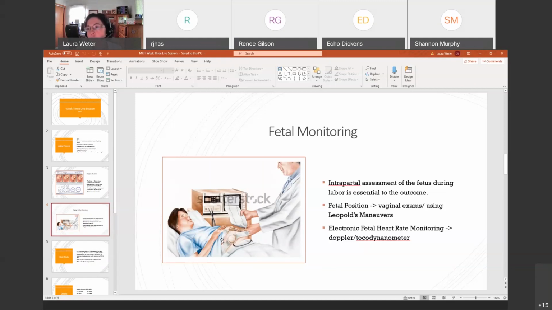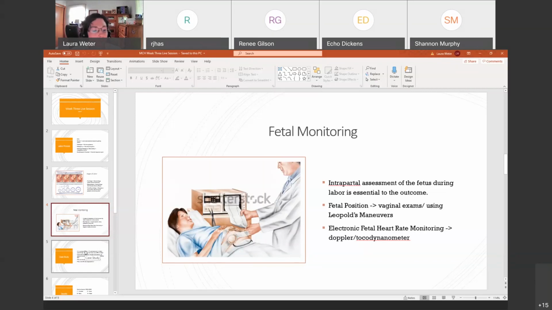Ideally, what position do we want mom to be laying in? Left lateral. Thank you, Jen. Yes, left lateral. Why do we want left lateral? More oxygen to the baby. There you go. Oxygen to the baby. Excellent. Good, good, good. Okay, I think you guys are ready for this case study.